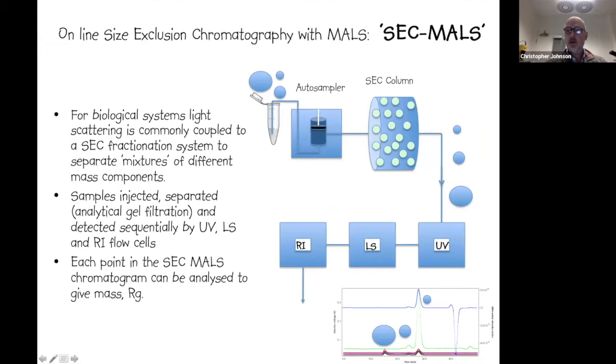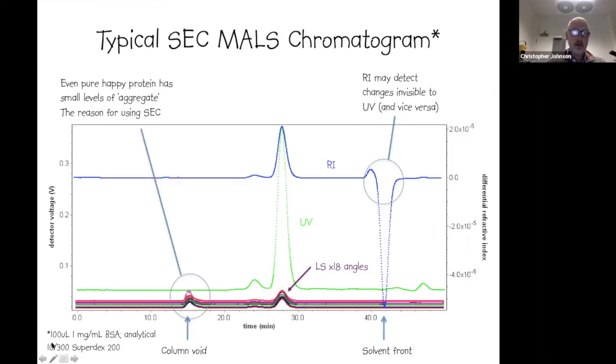And this is exactly what we do with the implementation in so-called SEC-MALS. So this is just size exclusion chromatography with multi-angle light scattering. And the way the system is configured is we have some sort of auto sampler or way of injecting the sample. We have a standard size exclusion column on the system, normally a GE column, and then we fractionate particles according to their hydrodynamic radius. And these particles then pass through a series of detectors, a UV detector, which is normally part of the chromatography system, then the light scattering detector, and then the refractive index detector.